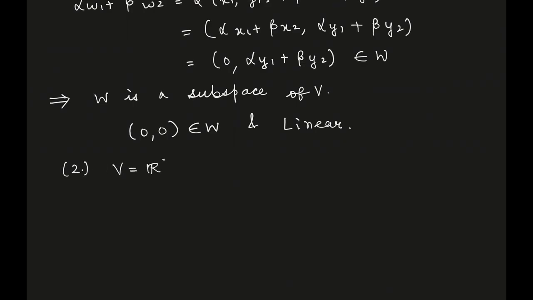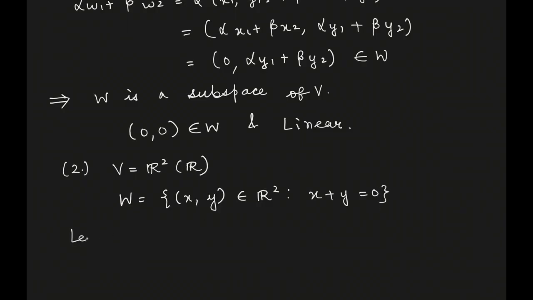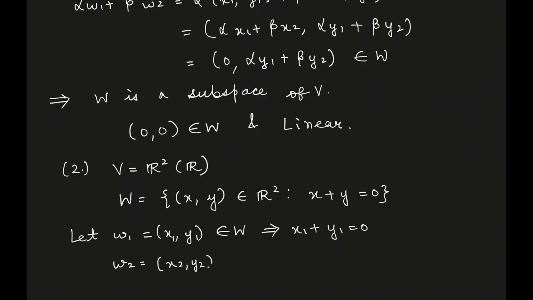V is equal to R square over R. W is equal to the set of (x, y) belonging to R square such that x plus y equals 0. Again, I can take two elements: w1 as (x1, y1) belonging to W, which implies x1 plus y1 is 0, and w2 as (x2, y2) belonging to W, which implies x2 plus y2 is 0.